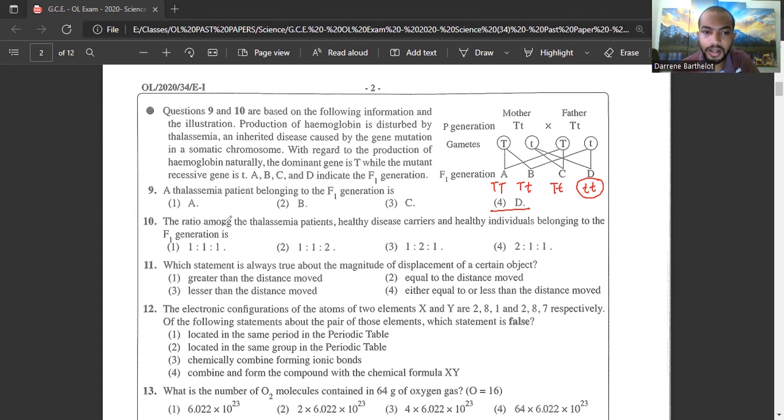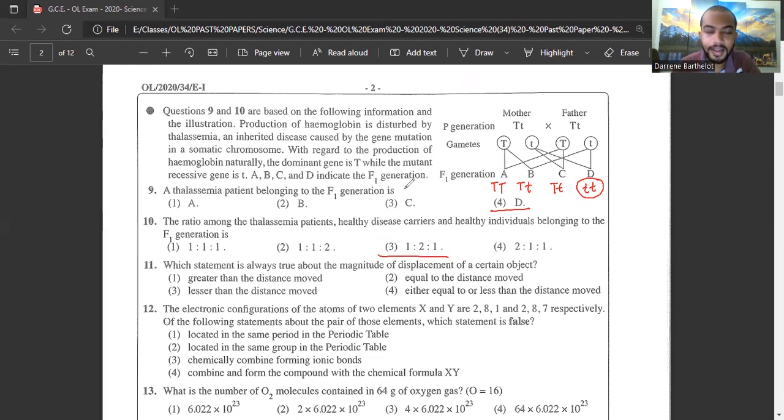So question number 10: the ratio among the thalassemia patients, healthy disease carriers and healthy individuals belonging to the F1 generation is. So I told you, thalassemia patient, there is only one, that is simple t, simple t, 1. Healthy disease carriers will be capital T, simple t, that will be 2. Healthy individuals, that is capital T, capital T, that will be 1. So the ratio will be 1:2:1. So the answer is the third one.